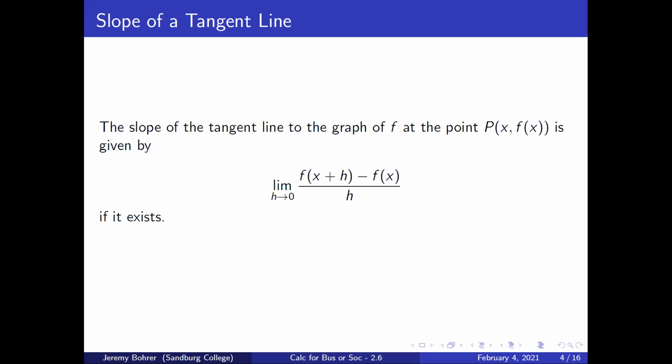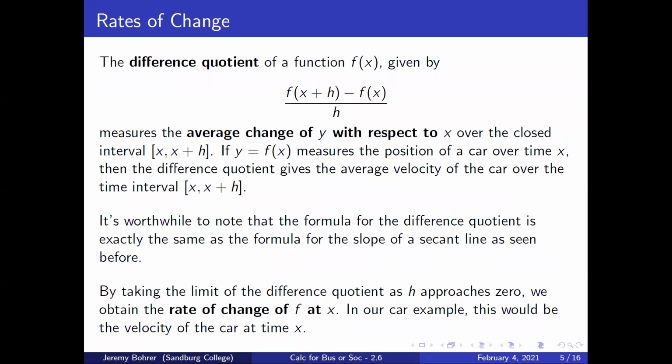The slope of the tangent line to the graph of f at the point P(x, f(x)) is given by the limit as h approaches 0 of f(x plus h) minus f(x) over h, if it exists. The difference quotient of a function f(x), given by f(x plus h) minus f(x) over h, measures the average change of y with respect to x over the closed interval x to x plus h. If y equals f(x) measures the position of a car over time x, then the difference quotient gives the average velocity of the car over the time interval x to x plus h.